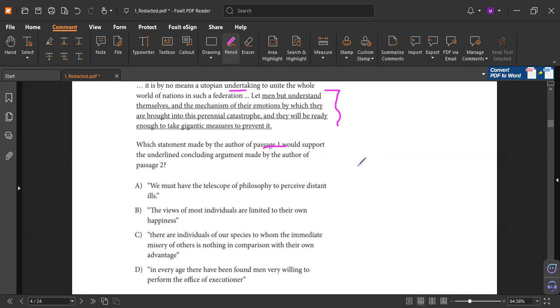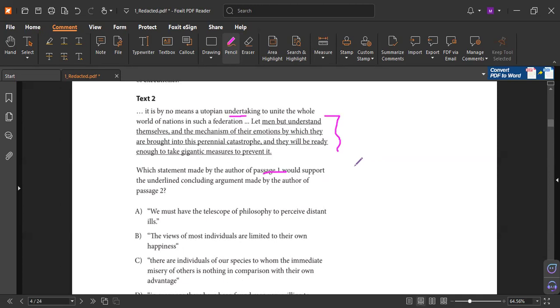Now let me help you. Is the answer A? So the answer A is correct. Number one, we need something to support. To support means to have the same idea, whether negative or positive. Now we have the telescope of philosophy to perceive. He said, let men but understand. Let them do nothing except understand themselves.